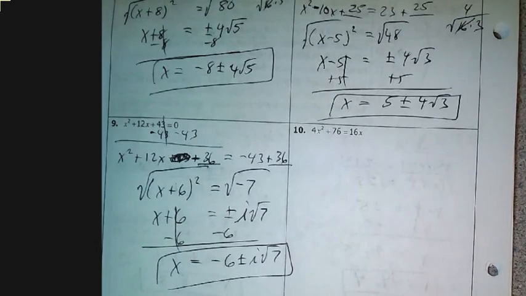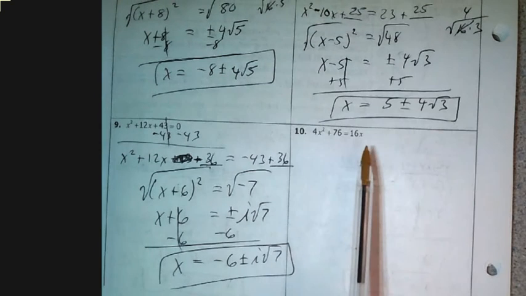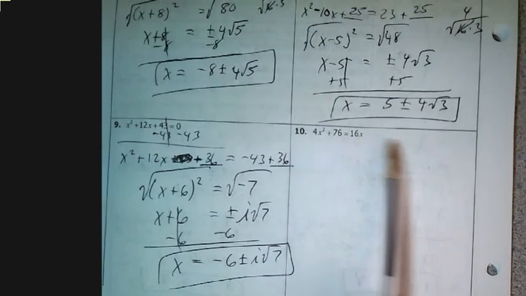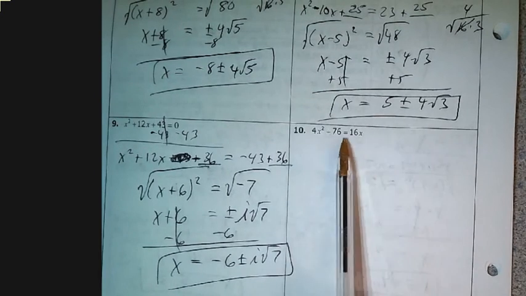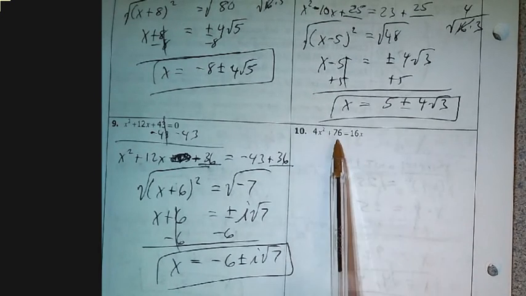All right, do number 10 on your own. One thing about number 10: bring the x over and move the 76 to the other side. So you're basically swapping the x term with the 76 and changing the signs when you do that.